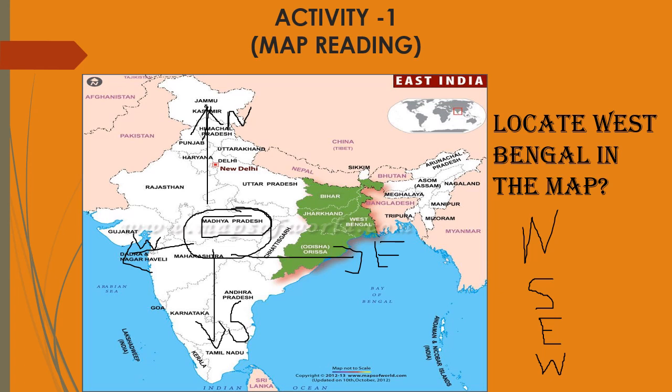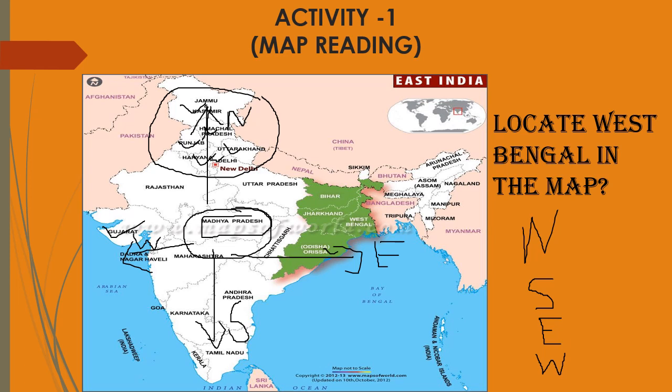Now you can see in the northern part of India, these states come like Jammu Kashmir, Himachal Pradesh, Punjab, Uttarakhand and Haryana. These all states and Delhi also come in the northern part of India. Now look at the western part. This is Gujarat. Now look at the eastern part. This side, Odisha and these states will come in the eastern part.